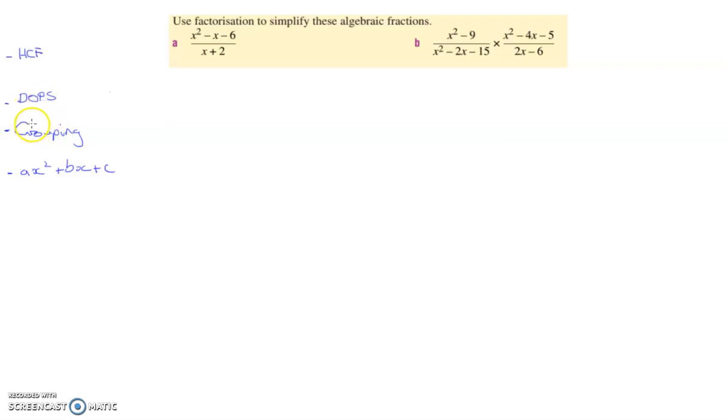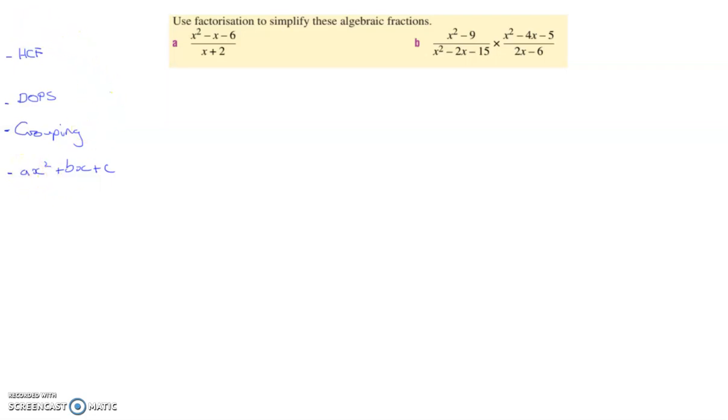We know how to factorise a four-term expression using grouping. And we now know how to factorize what we call a monic trinomial by finding two terms that multiply to make C and add together to make B. A trinomial just means there's three terms, so ax squared is one term, bx is a second term, c is a third term, and monic means that the a is equal to 1.